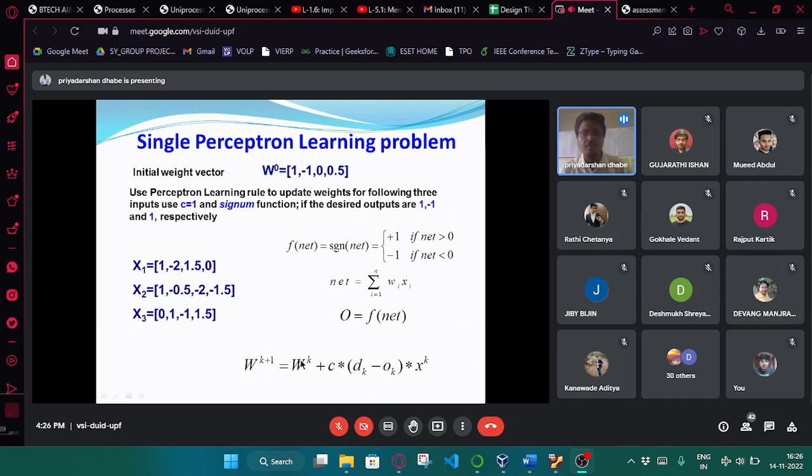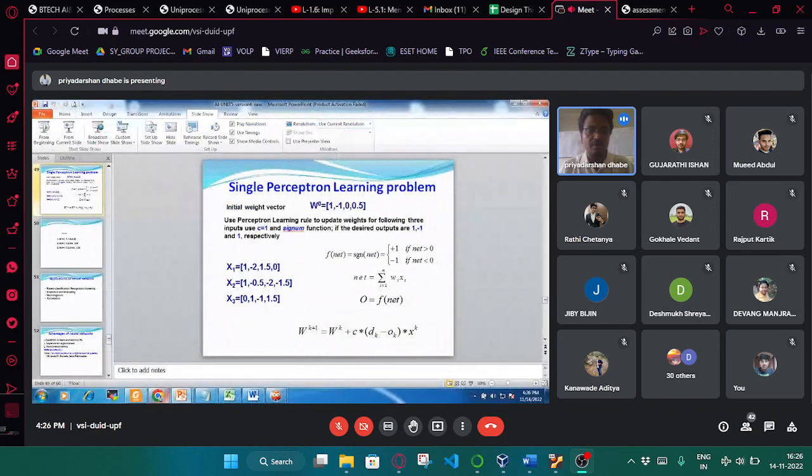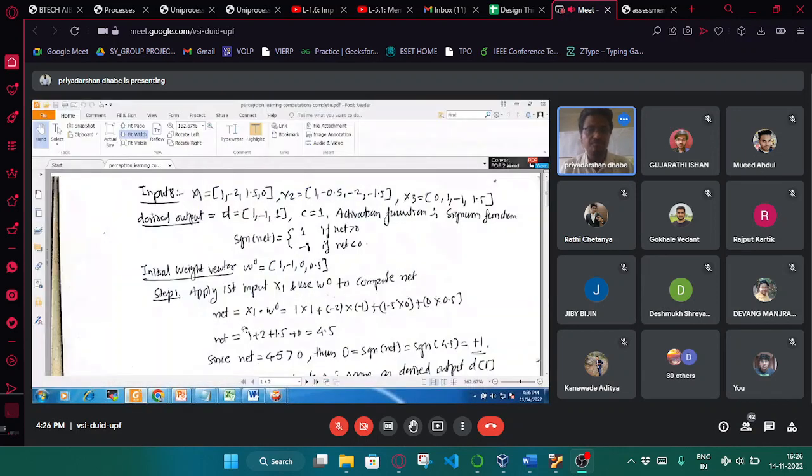Now I have done this calculation in one specific file. This is the file with x1, x2, and x3. I have used a vector d that stores the desired outputs of the neuron for the first, second, and third patterns.